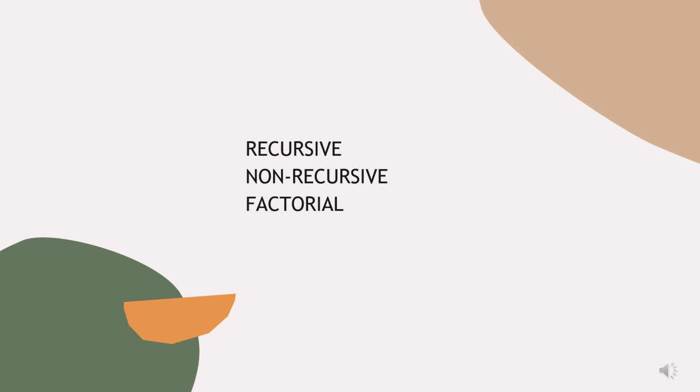Next, see what is meant by factorial. Factorial means the product of multiplication of all the integers smaller than or equal to the positive integer. For example, the factorial of 5 is 5 into 4 into 3 into 2 into 1, which is equal to 120.